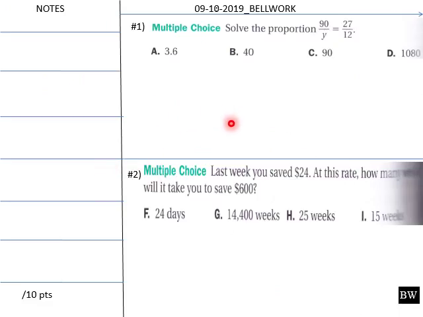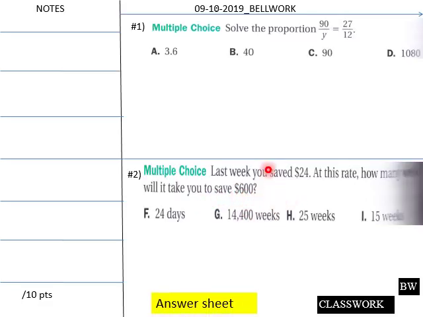And teachers, today's bell work is to solve the proportion. And then last week you saved 24 bucks. At this rate, how many weeks, this is weeks over here, will it take you to save $600? Students, this is your bell work today. Give your students 5 minutes, then come back.